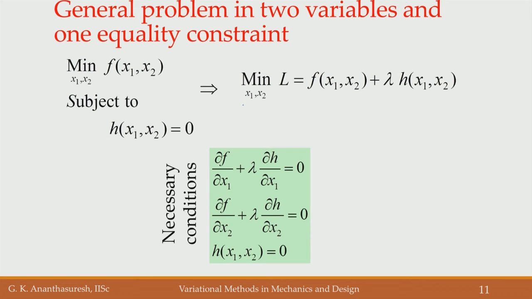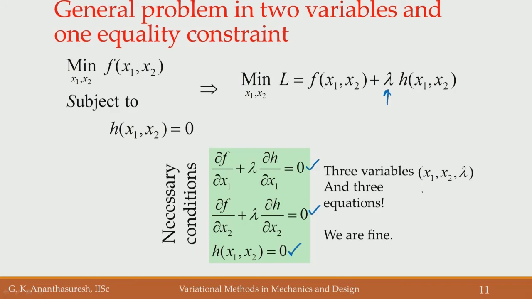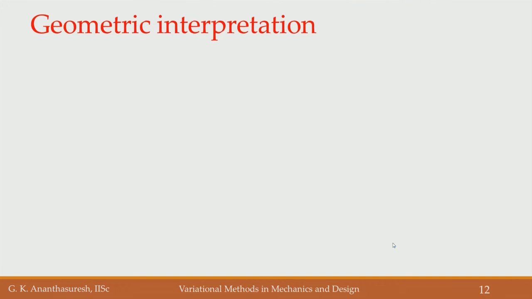Now, the moment we say this Lagrangian is minimum with respect to x1, x2, and there is this unknown multiplier, then we get these two equations, the necessary conditions, and then we have the equality constraint h(x1, x2) anyway with us. We have three equations in three variables. Our variables are x1, x2 and lambda, and we have three equations in front of us. So, we are fine, we have as many equations as unknowns, and hence we can solve for them. Okay. This is how we deal with equality constraints.